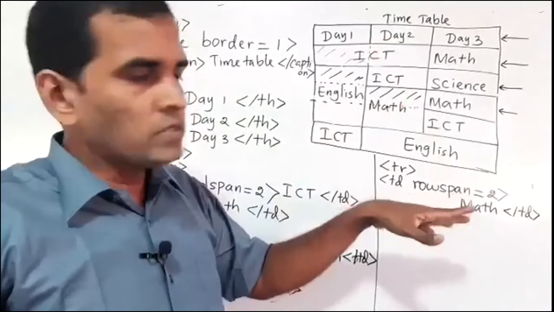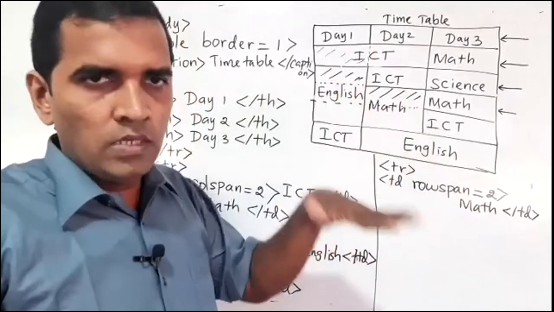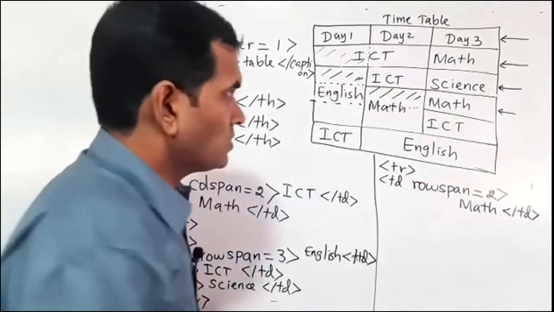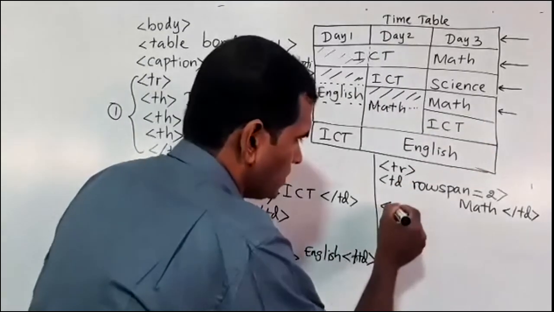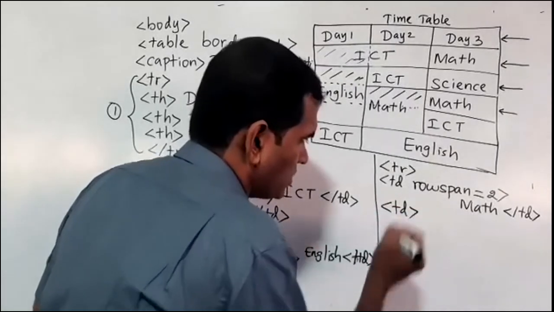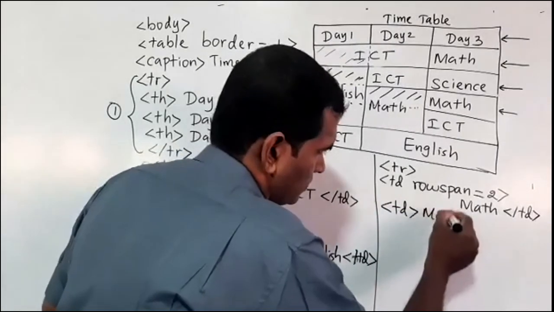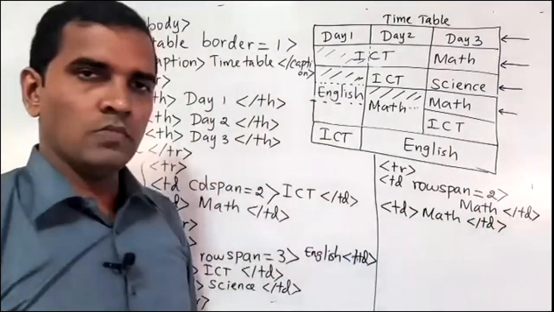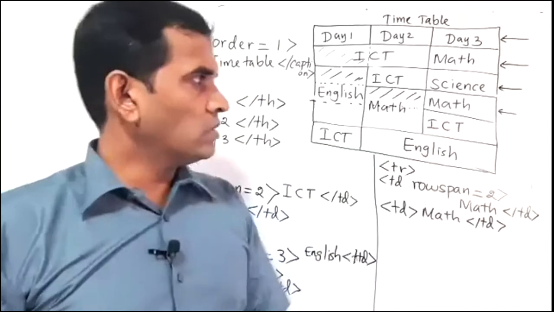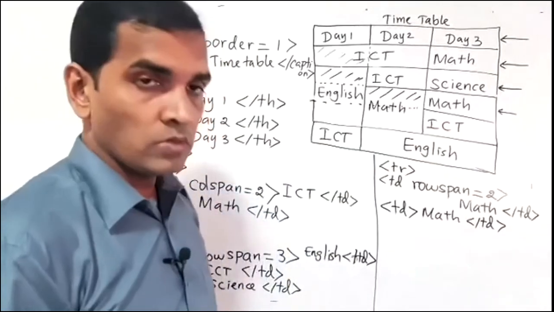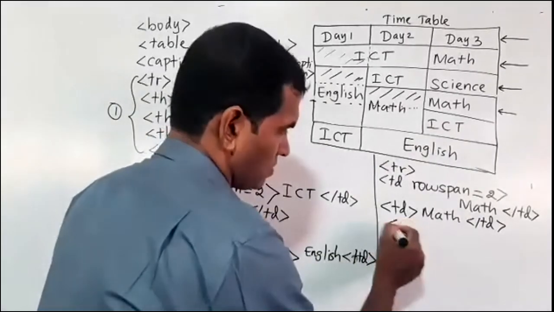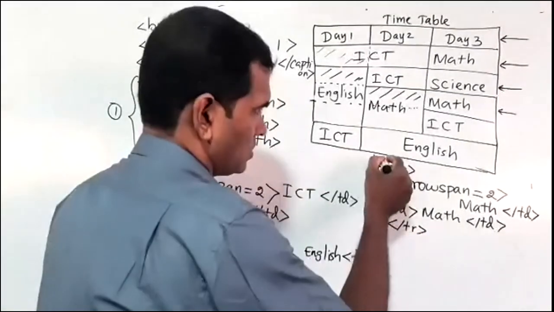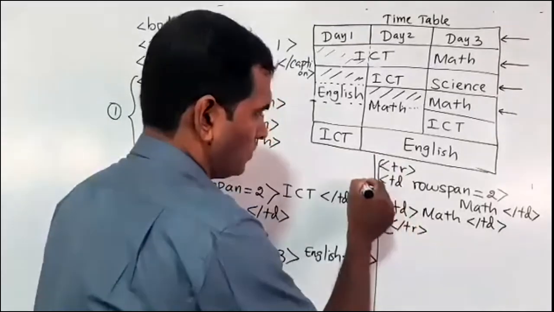Still we are in the fourth row, right? So check whether the fourth row has any other cells. Yes, there is another cell in the fourth row, that is math. So create that. Since it is a single cell, it's too easy to create. TD math TD. Right? So now fourth row also over, right? So close the TR. So this is okay, this is for the fourth row.